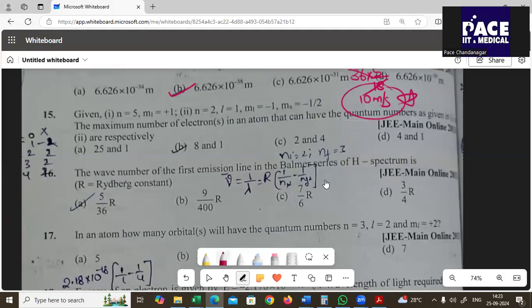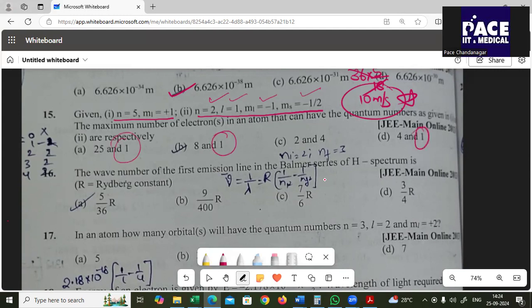Yes, question number 15. Given n equals 5, m equals 1, and something here. You're given one set here and another set here. Now, the maximum number of electrons in an atom that can have the quantum numbers as given. You are asked about the number of electrons. So for the second question, if I say n equals 2, L is given to you, m is given to you, and spin is minus half. The 4 values will be unique for each and every electron. So therefore, it is only one electron. So you have 3 options there.